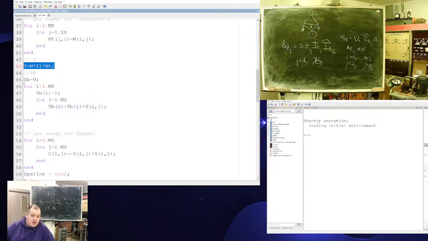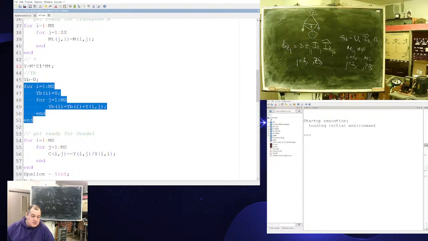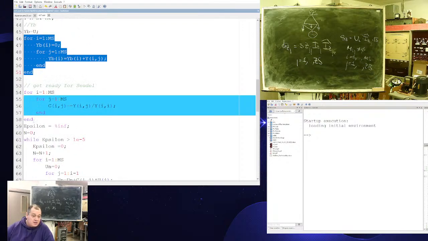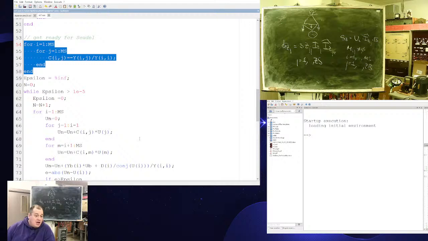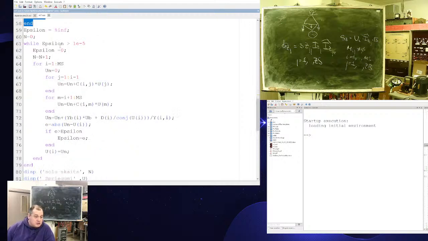It's a matrix of my system. Here, this part, I calculate admittance or conductivity between nodes and the base node. This is simple preparation for the Seidel technique. This is the classical C matrix from the Seidel technique. And here is my solution itself.